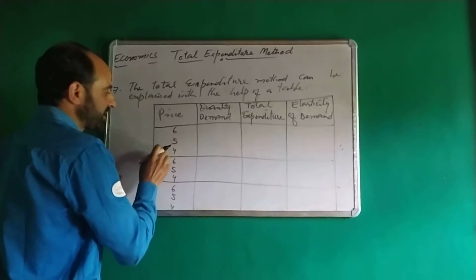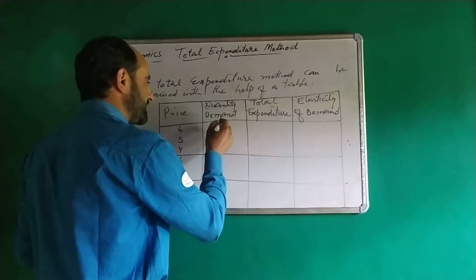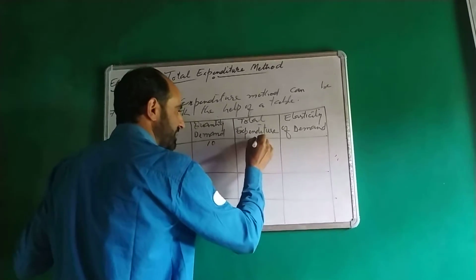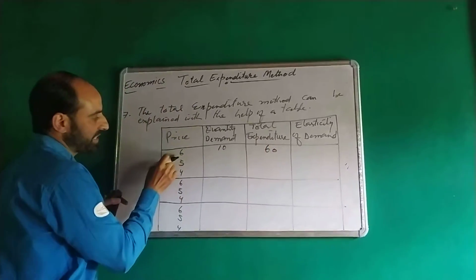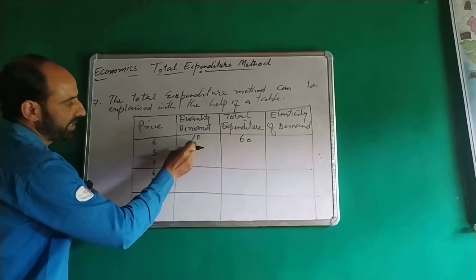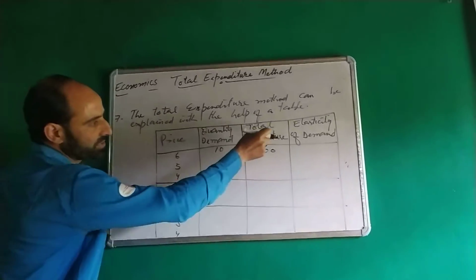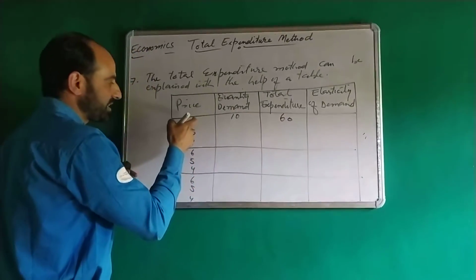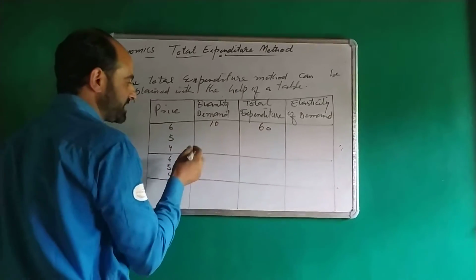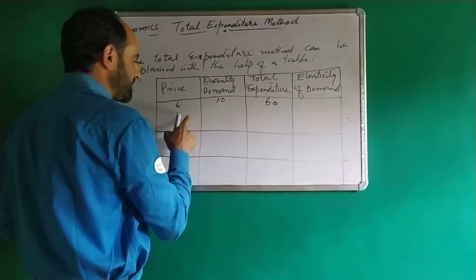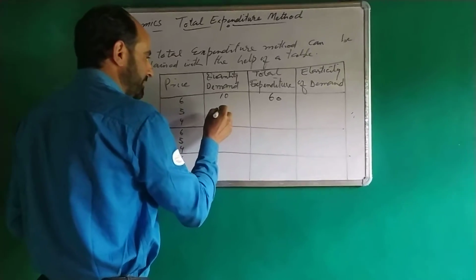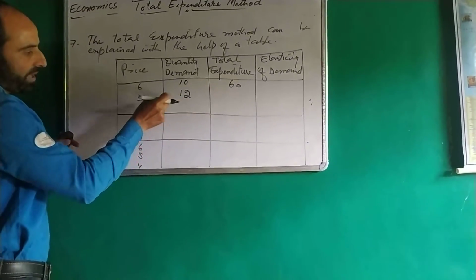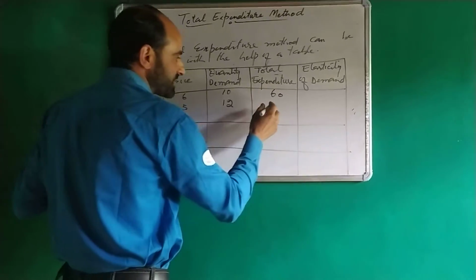When price is 6, let the demand be 10. 6 tens are 60. Quantity into price is called total expenditure. When price decreases from 6 to 5, quantity will increase, let us say from 10 to 12. 12 5s are 60.